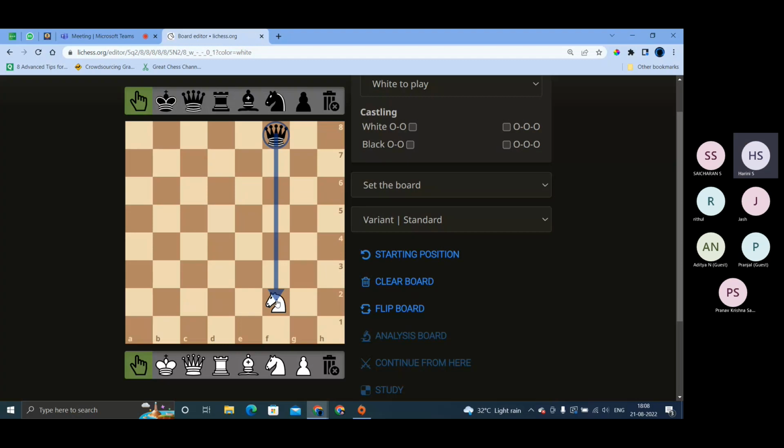Next, Janvi, can you tell me which squares in the F file? You only take the F file. Which are the squares in the F file this queen is controlling?